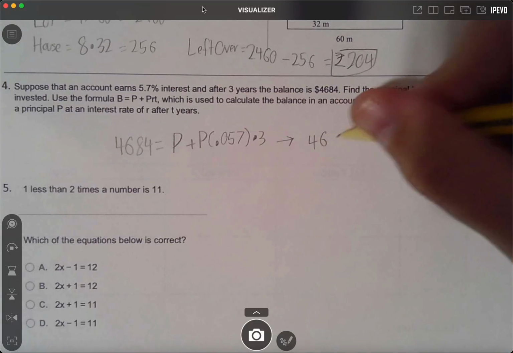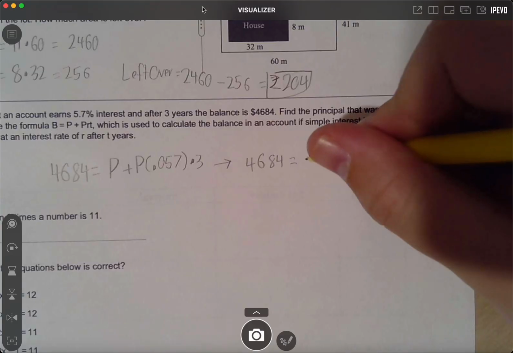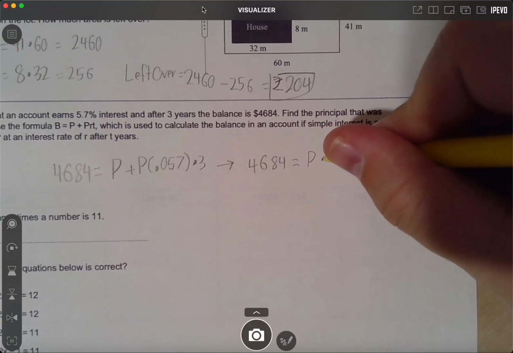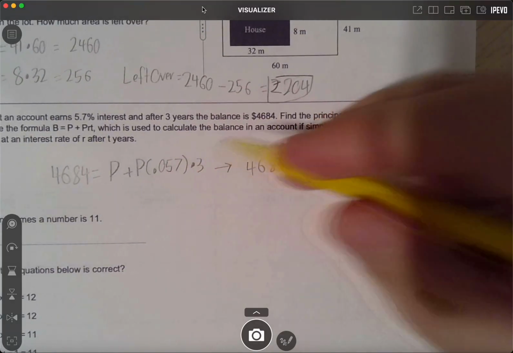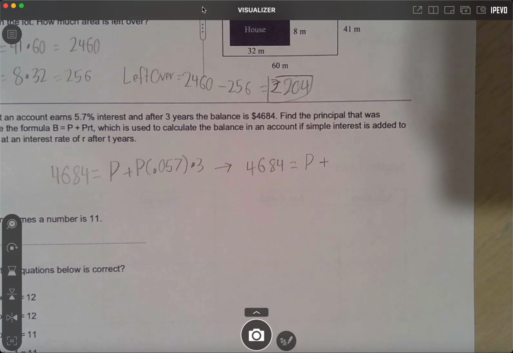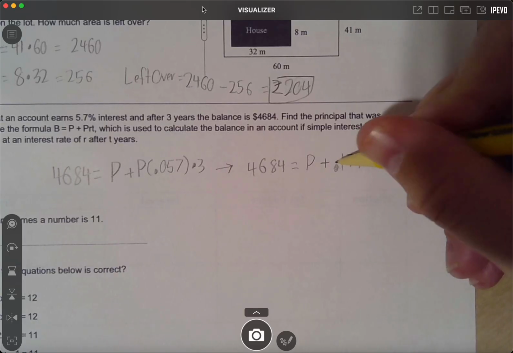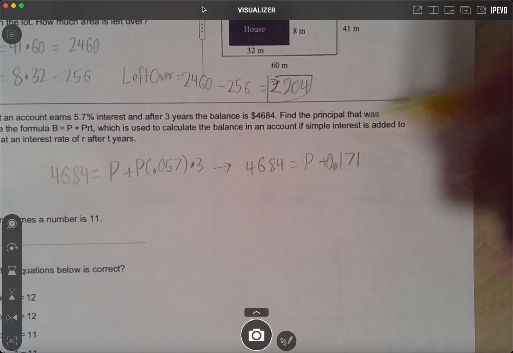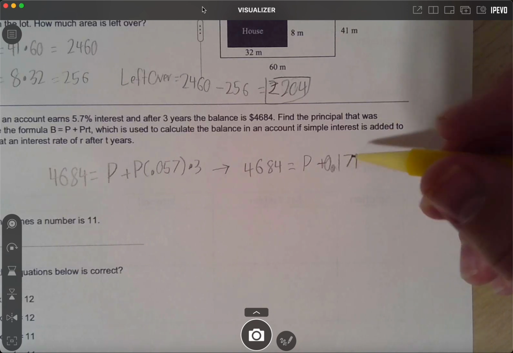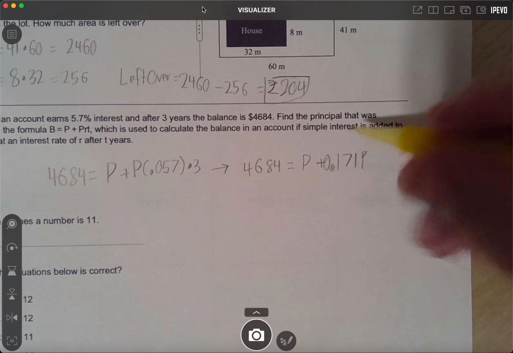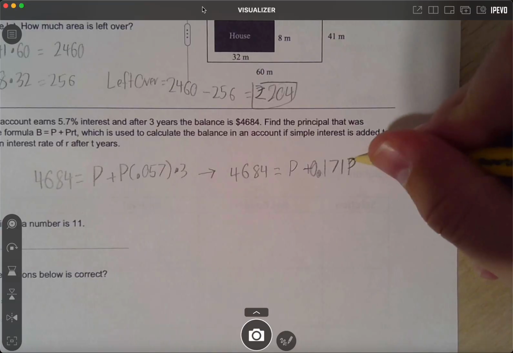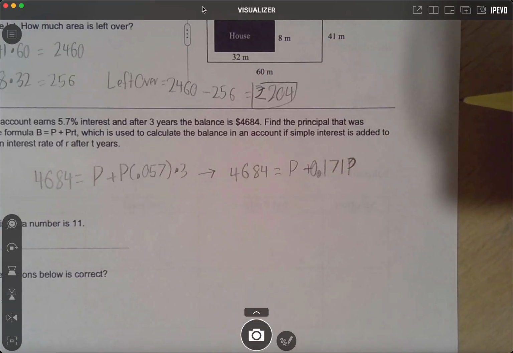All right, let's clean this up a little bit. We have our 4,684, and I'm going to keep the P on the left, and on the right-hand side, I'm going to turn this into kind of normal stuff that we're used to seeing. So if I take 0.057 and multiply it by 3, I get 0.171. Again, you can write the leading zero, but you don't have to. And then the P, because when we have some term that has a variable, we usually write it at the end after we write the number.